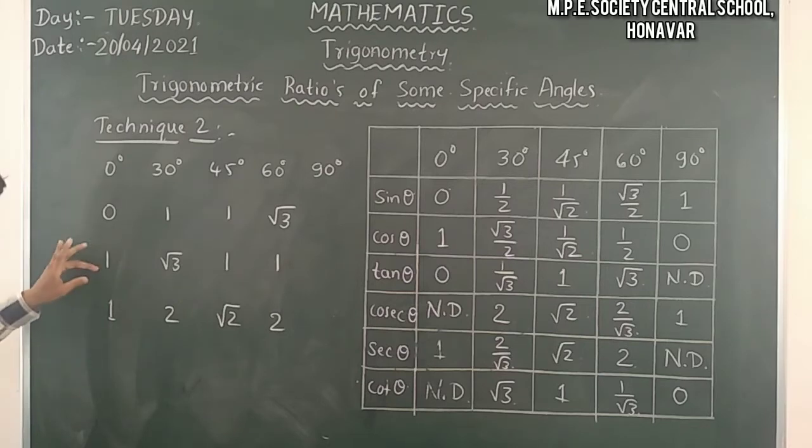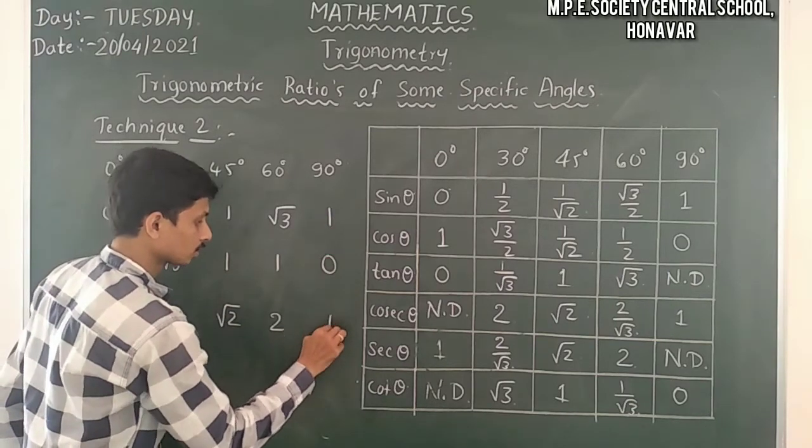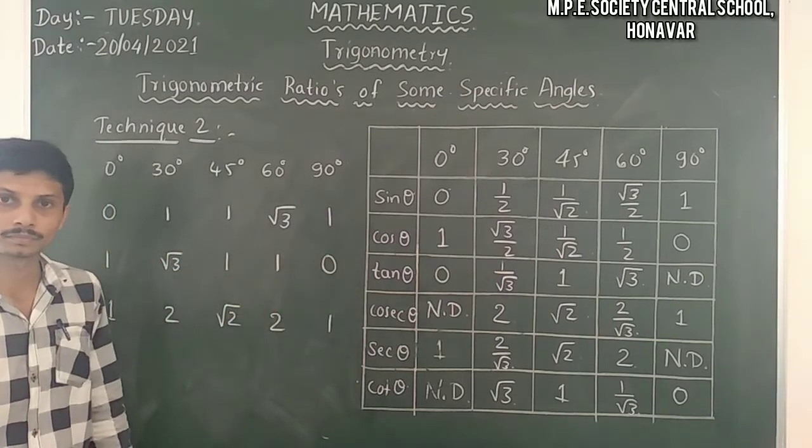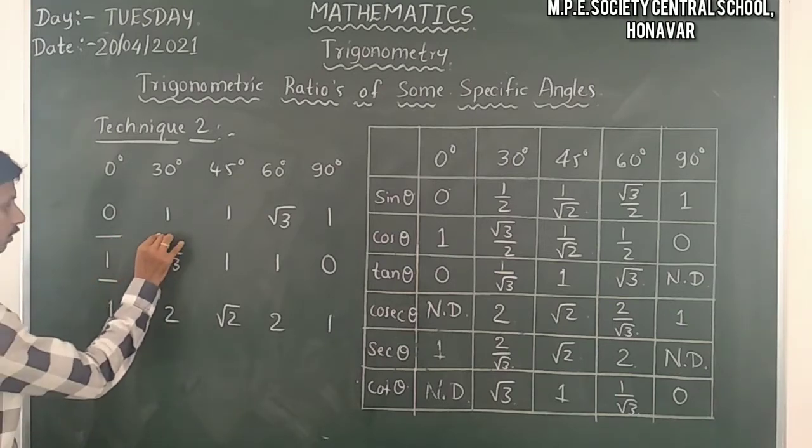So that is, here 0 1 1 we have. You have to invert this one, means so 1 0 1. So this one you have to remember. Then you have to take like this.